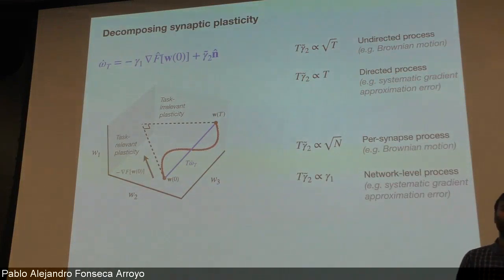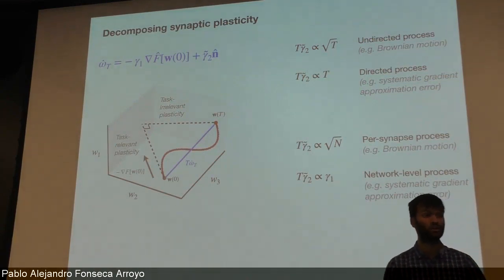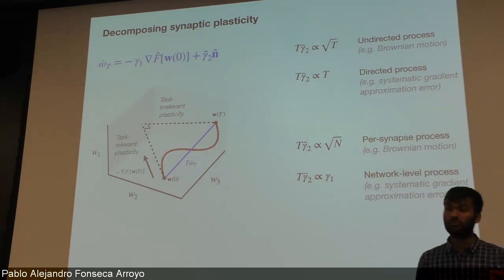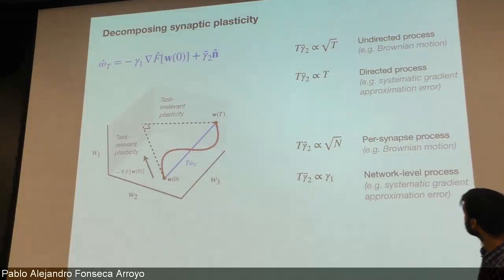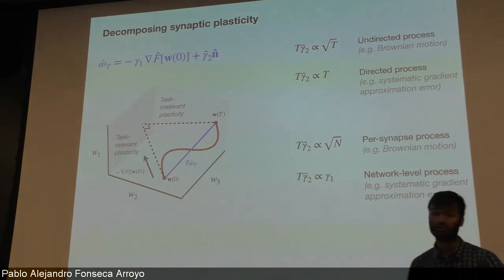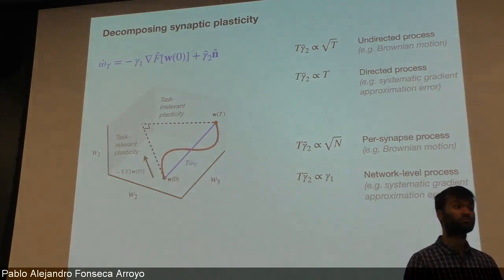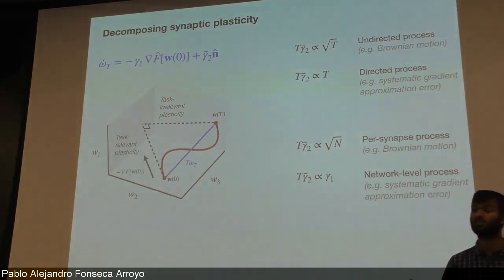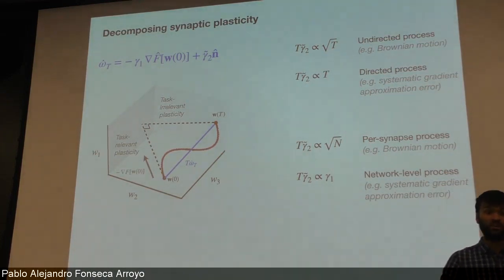Next, how does it scale with network size? Again, if I had a Brownian motion, suppose the synapse was subject to a Brownian motion, which is in fact the case, then the total magnitude of plasticity is going to scale with root n, where n is the number of synapses. On the other hand, if it was a systematic gradient approximation error, then it would only scale with how much my learning rule is essentially in the direction of the gradient. So it could be that I can only update my weights in a way that's 10% gradient and 90% noise. So how big that 90% noise is depends on how big the gradient is.